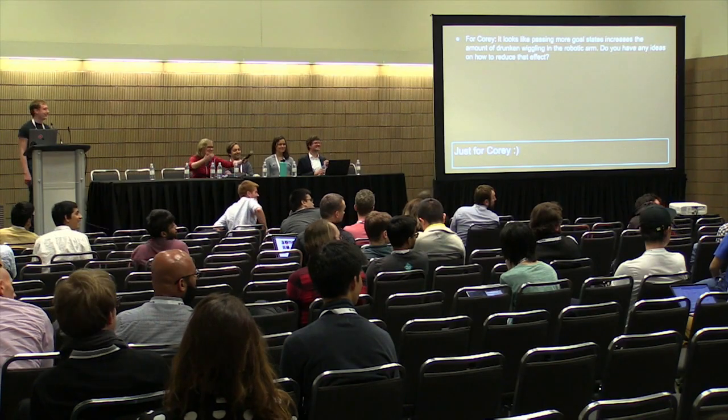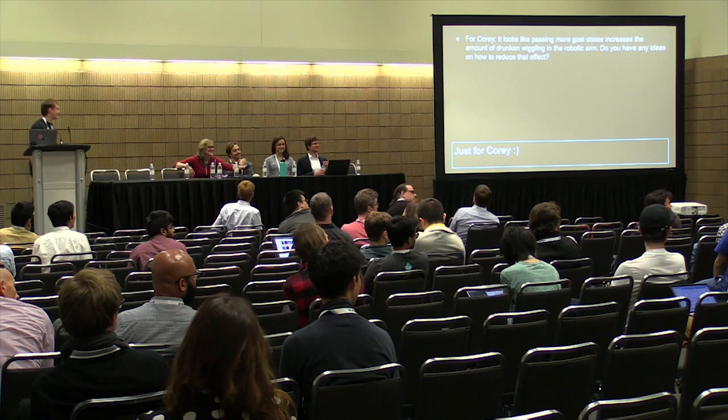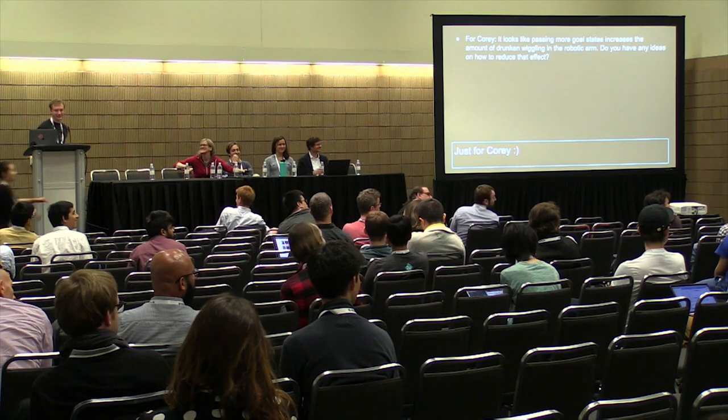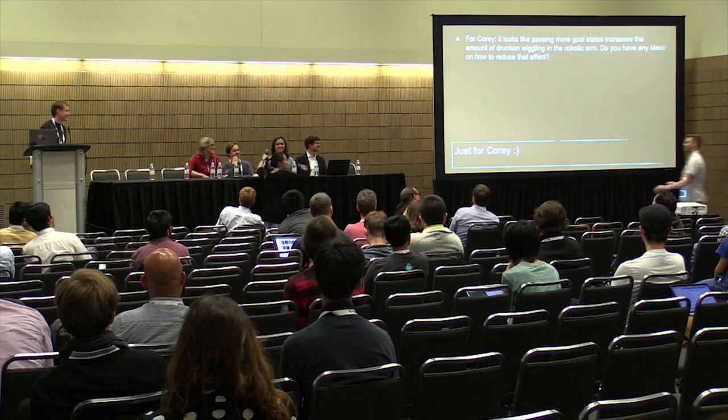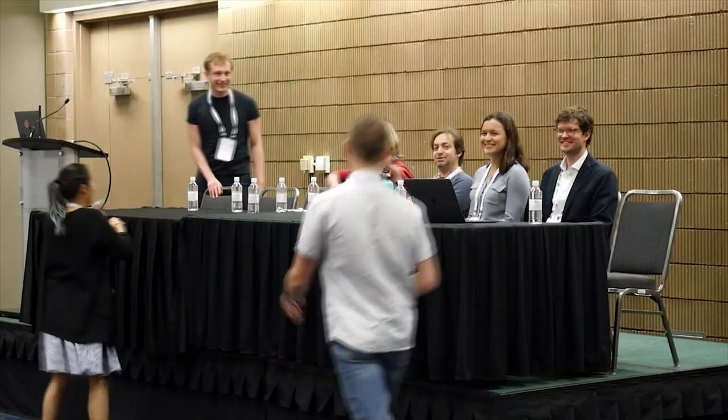Yeah, cool. So it looks like passing more goal states increases the amount of drunken wiggling in the robotic arm. Do you have any ideas on how to reduce that effect? I'm not sure. No. Yeah, I don't know if... It's okay. Do you want to come on the stage?